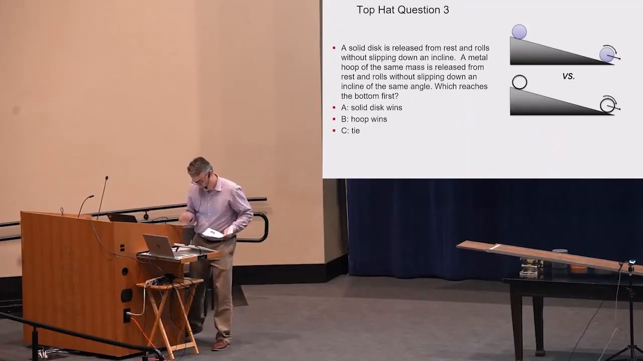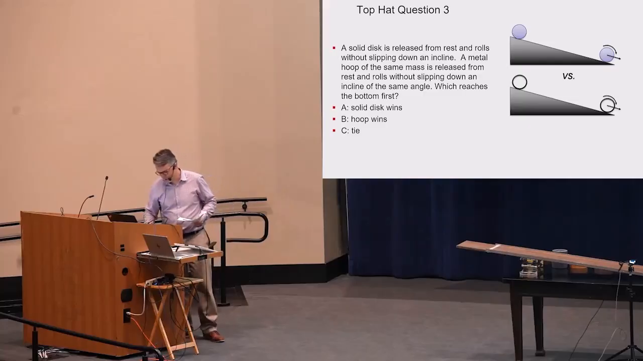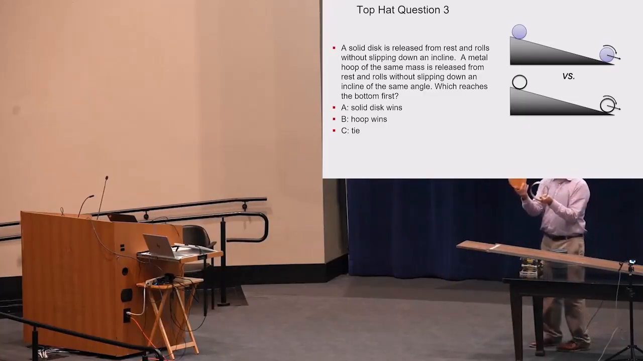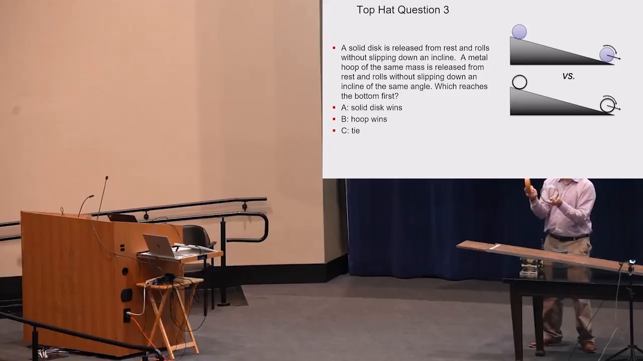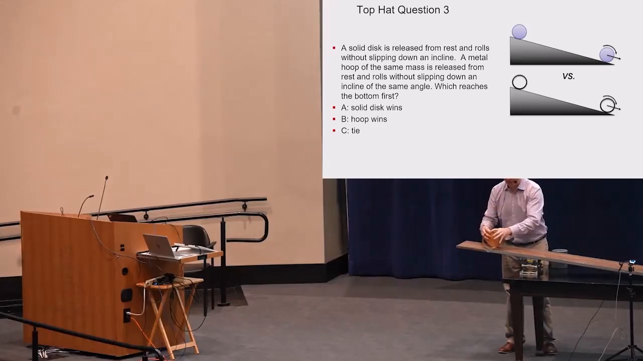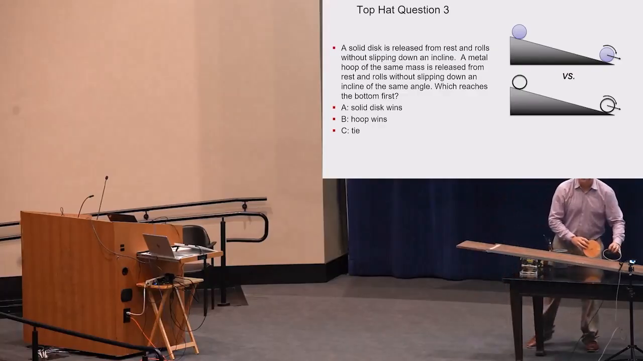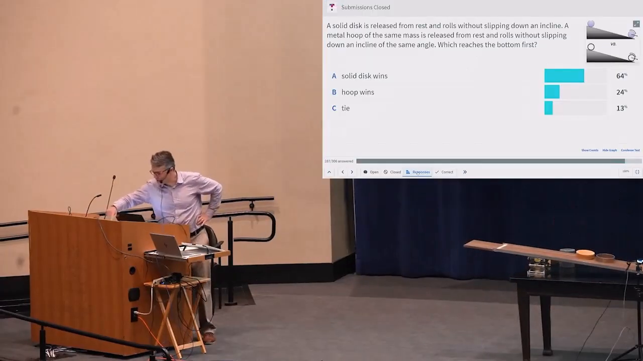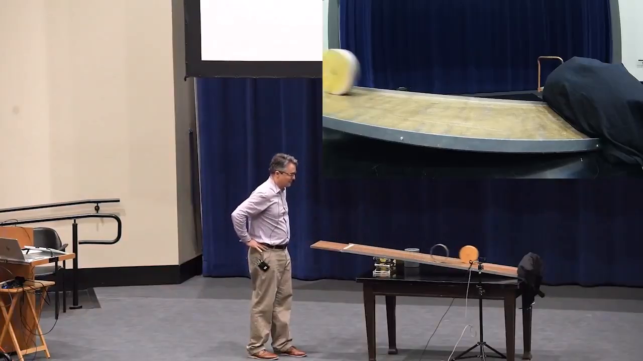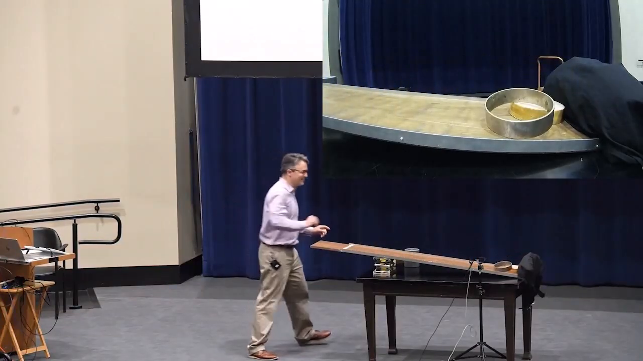What if we do the hoop versus the solid disk? Now, John says that these are both about the same mass. A wooden disk versus a metal hoop. This one's a lot more dense, but all the mass is around the edge. And this one is more of a solid. So I'm going to release these from rest and see who wins it. Survey says solid disk. Interesting. 1, 2, 3, go! Okay, you guys got it.